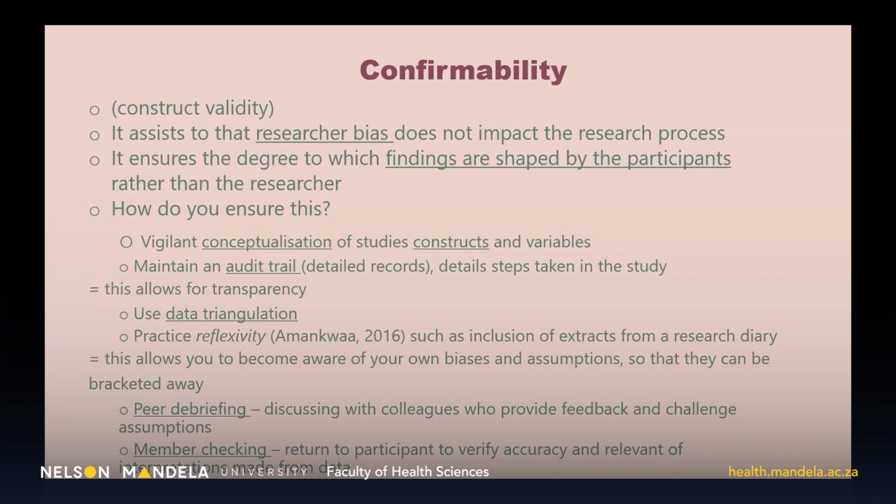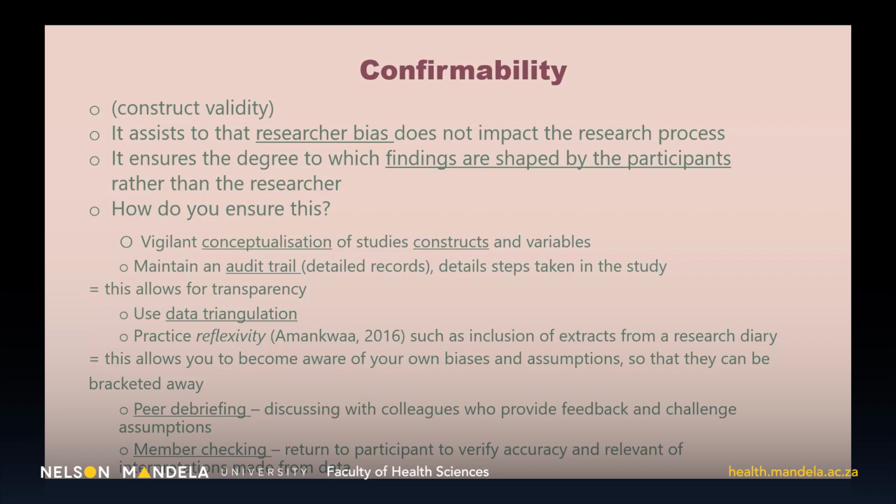Okay, again, an audit trail and data triangulation. They are useful ways in which I keep avoiding a biased position, right? I explain exactly what I've done, and I triangulate my data so that I can really rely on it.